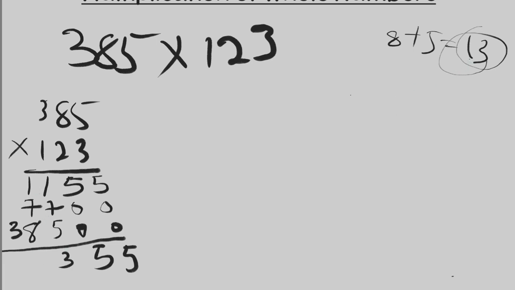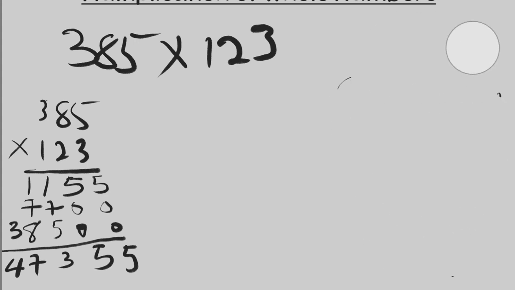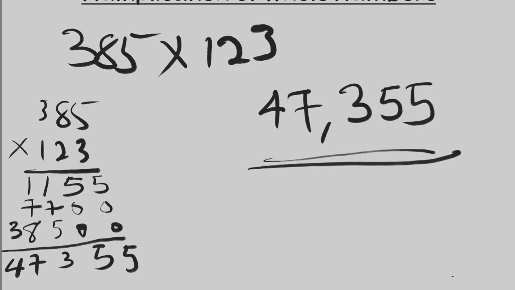So you have 1 plus 7 plus 8 plus 1. So 1 plus 7 is 8. 8 plus 8 is 16. 16 plus 1 is 17. But we can't write 17. We have to write 7. Okay. And we have 1 left. So you have 3. So 3 plus 1 is equal to 4. So you're going to have 4 right here. So that means that 385 times 123 is 47355. And if you use your calculator, that's what you're going to get.